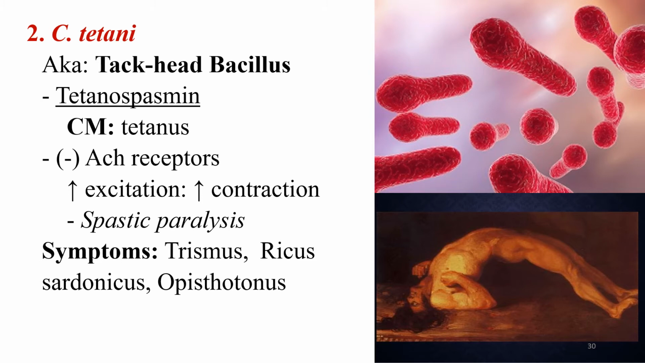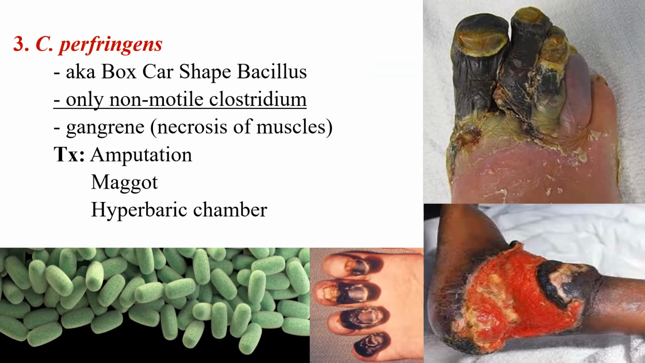It is characterized by generalized rigidity and convulsive spasms of skeletal muscles. The muscle stiffness usually involves the jaw, lockjaw, and neck and then becomes generalized. Clostridium perfringens food poisoning is acute gastroenteritis caused by ingestion of contaminated food. Symptoms are watery diarrhea and abdominal cramps.